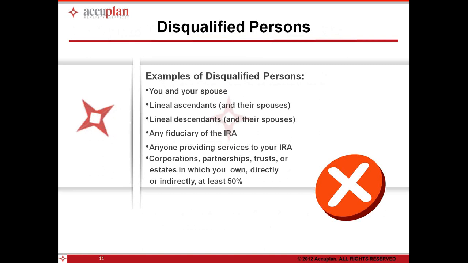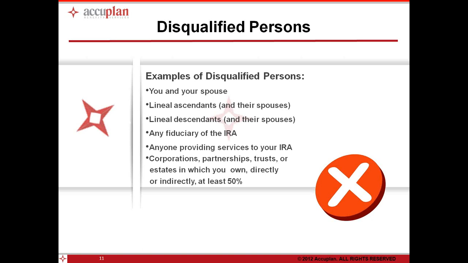Just to give you an idea when you're putting together your transaction, who is a disqualified person? Examples would be you as the account holder and your spouse, any lineal ascendants and their spouses, any lineal descendants and their spouses, and any fiduciary of the IRA. If you're an attorney, CPA, accountant, or real estate professional looking to engage in a transaction with the account holder who is also your client, then you as the fiduciary would be considered a disqualified person. If you're performing services outside of the transaction, you're fine, but you cannot partner with that IRA holder because of the influence and the fiduciary capacity you have over that client.